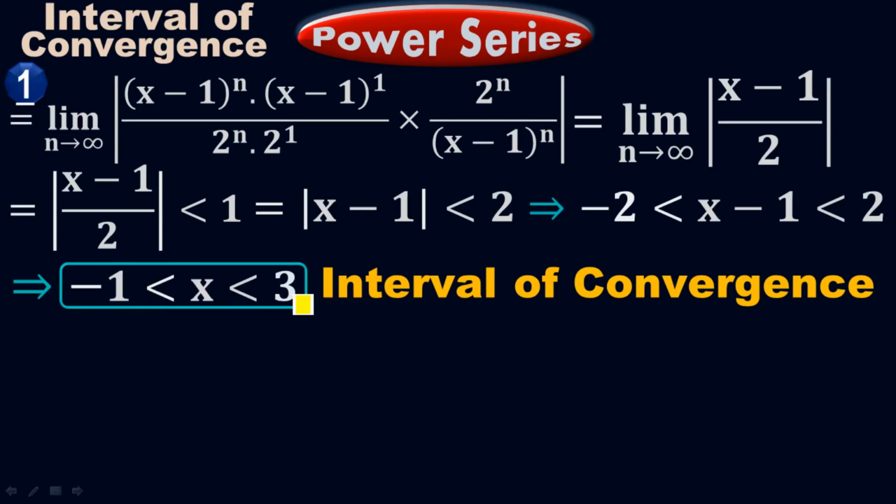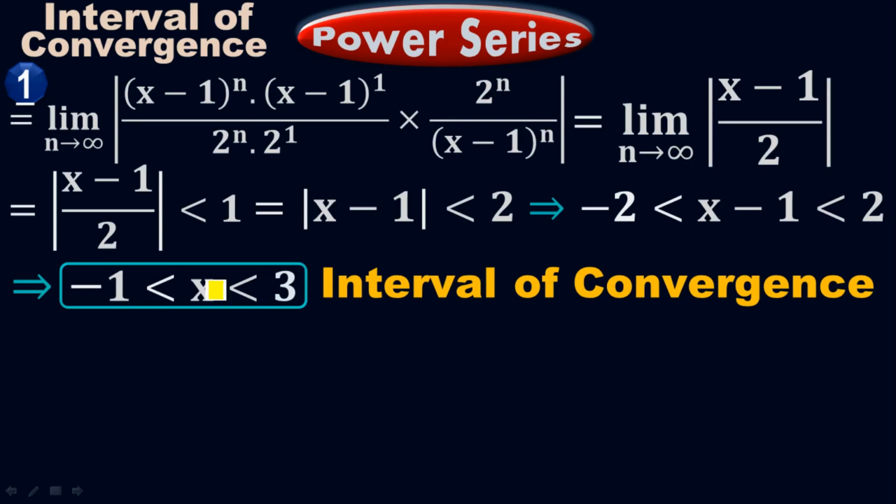But we don't know about the border values, about the -1 and about the 3, whether the power series converges exactly on -1 and also exactly on +3. The interval is from -1 up to 3, but we are not sure about the border values. To check whether the power series converges at -1 and at +3, we're going to first plug in the value of x equals -1 in the series. If it is less than 1, then the power series will converge. If it is greater than 1, then it will diverge.